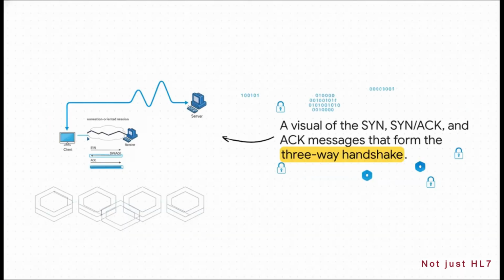And right here, you can see that little conversation visualized. The client on the left sends the initial SYN request. The server replies with the SYN/ACK, and the client finishes things off with that final ACK. It's the simple three-step dance that forms the foundation of every single reliable TCP connection on the internet.